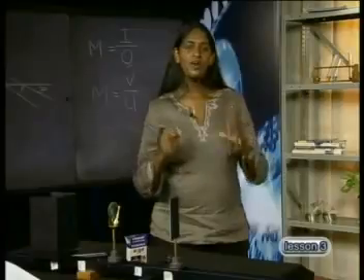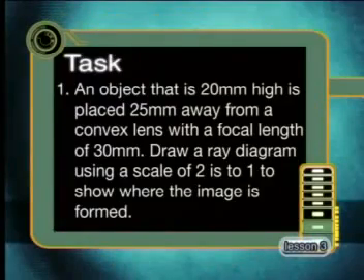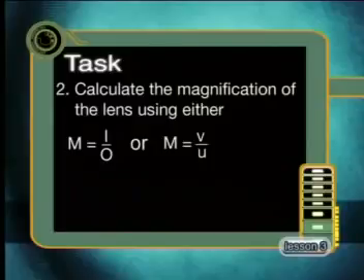To make sure that you have a very clear understanding of what we have learned today, try today's task as practice. An object that is 20 millimeters high is placed 25 millimeters away from a convex lens with a focal length of 30 millimeters. Draw a ray diagram using a scale of 2:1 to show where the image is formed. Calculate the magnification of the lens using either the equation m equals image size divided by object size or m equals image distance divided by object distance. I am sure you'll have fun with this task.